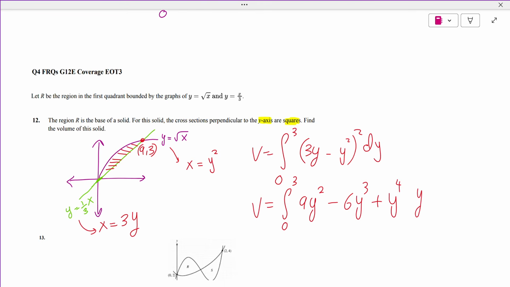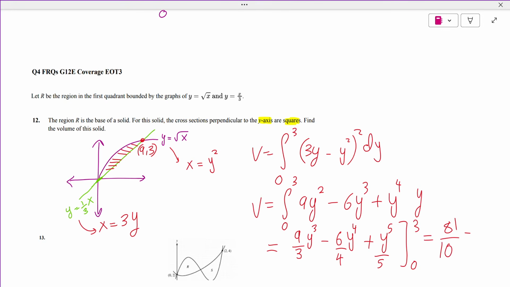Now this is 9 over 3 y to the power of 3, minus 6y to the power of 4 over 4, plus y to the power of 5 over 5, evaluated from 0 to 3. This is going to be 81 over 10, or 8.1. This is question 12.